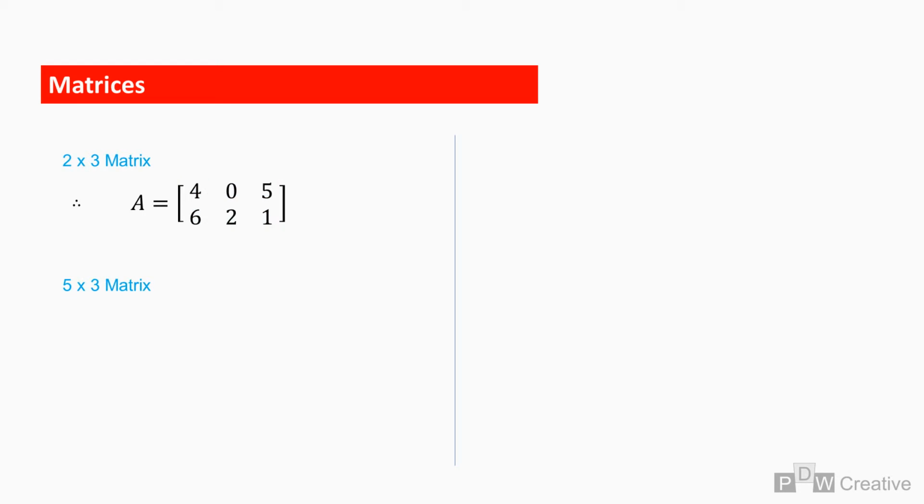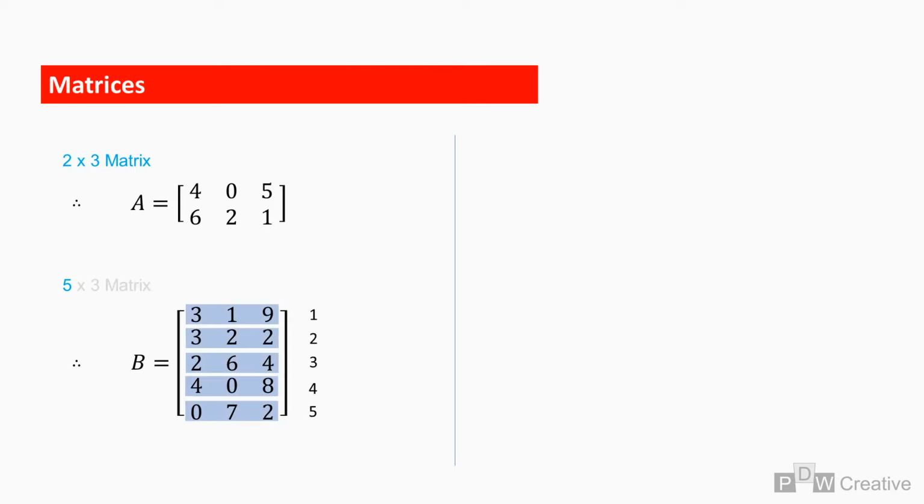A 5 times 3 matrix looks like this. Matrix B has 5 rows and 3 columns. If we were to select a reference from matrix B, let's say the number 6, we could write B32, B referring to the matrix, 3 being the third row, and 2 referring to the second column. So B32 equals 6.